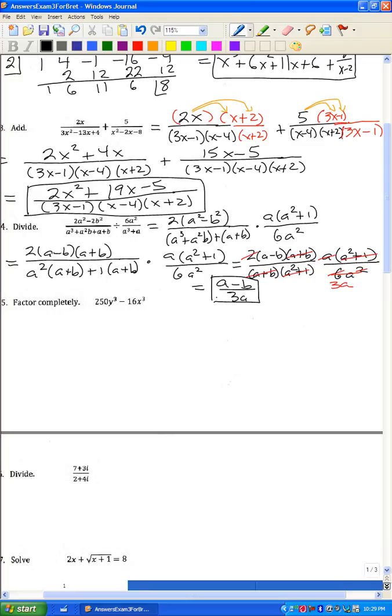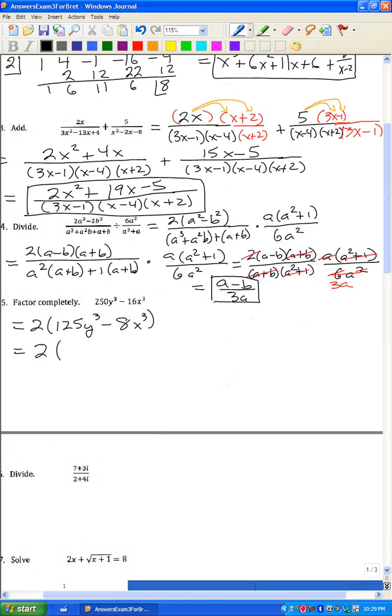Okay, let me do the next problem. So I want to factor. Well, I can use the special product formula, the difference of cubes. But first, let me factor out what's in common, 2. So what remains is 125y cubed minus 8x cubed.